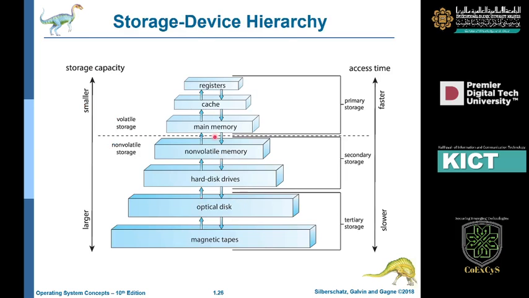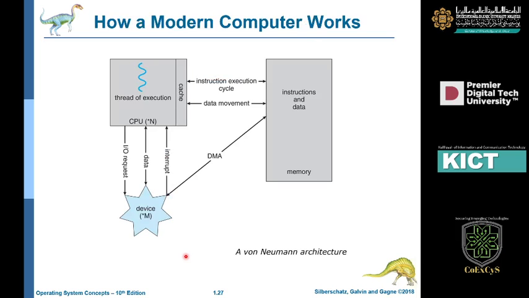The cost, on the other hand, gets more expensive as you go up, or cheaper as you go down. Magnetic tapes are even cheaper today.